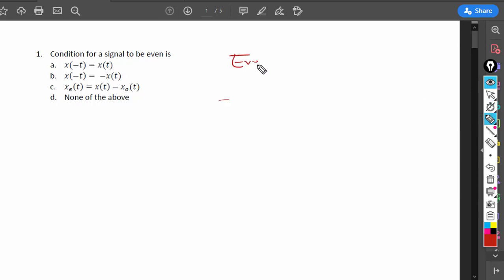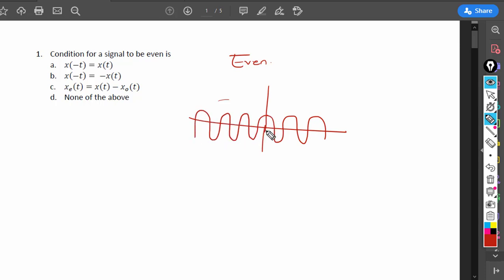Even signals are symmetric. When I say symmetric, when you fold the signal across the time t is equal to 0, the amplitudes of both the positive side of t and the negative side of t overlap, something like this. Whereas odd signals are anti-symmetric. An example is the sine wave.